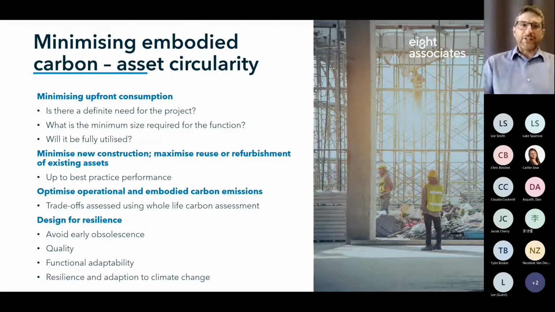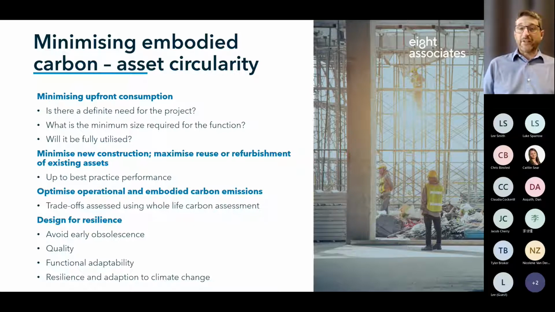So how do we minimise embodied carbon? These points are around looking at the asset level, the building level first of all, and circularity there. The first few quite basic questions are, is there definitely a need for the project? Do you have to do the construction work, or is what's there at the moment sufficient? It seems like a slightly odd question to ask, but it's always worth thinking about at the beginning.